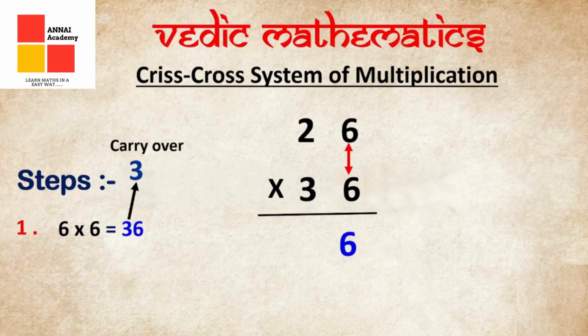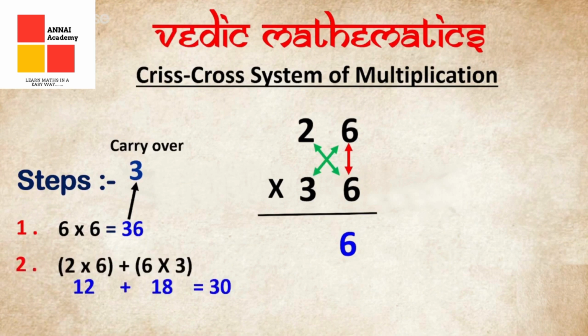Now we have to cross multiply. Then we will add the two numbers. 2 into 6 is 12 and 6 into 3 is 18. When we add both, we get 30. But we have already carried 3 here, which we will add to 30. 30 plus 3 is 33. We will carry 3 of 33 and write 3 in our answer.